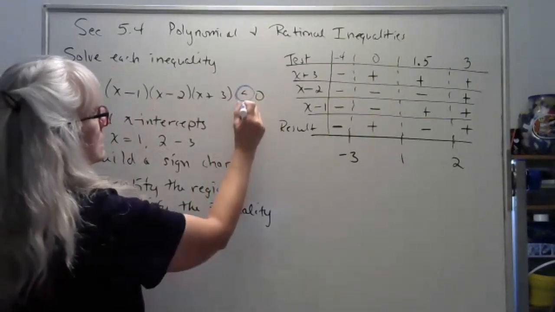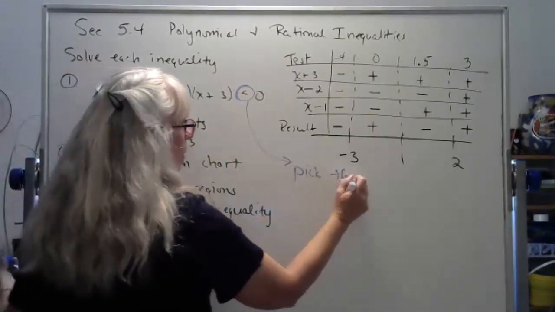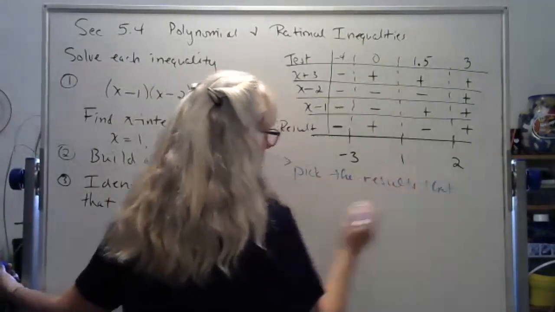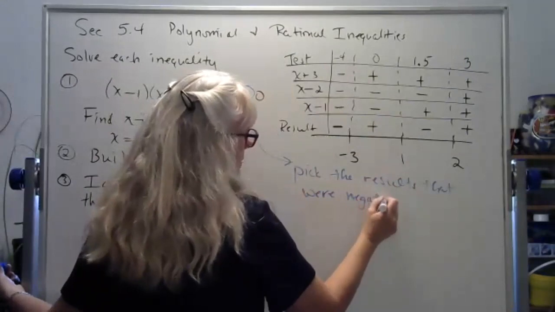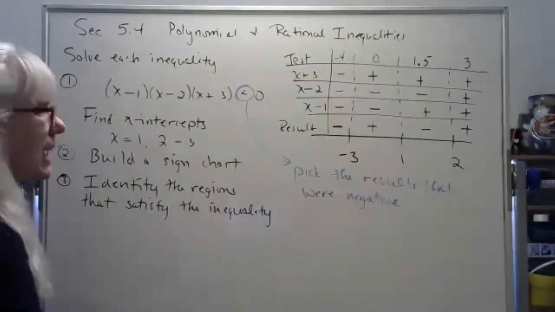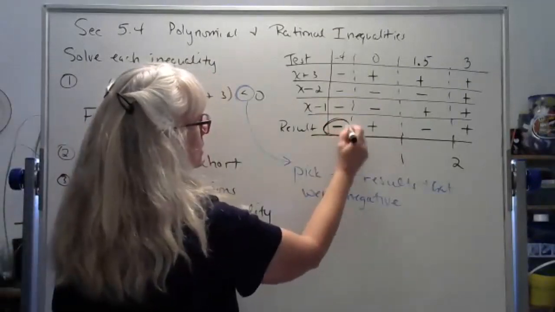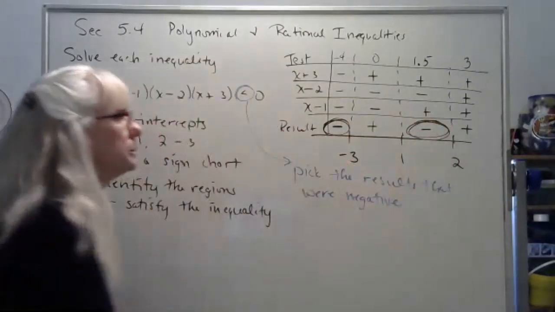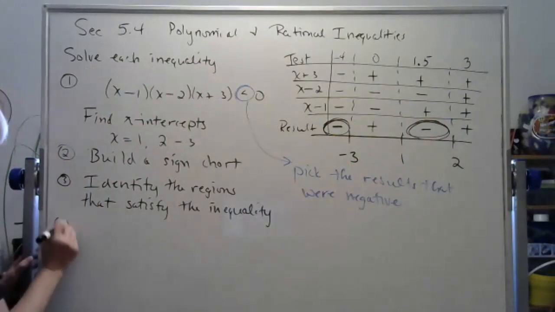So because it's less than 0, we're going to pick the results that were negative, because we need numbers that are less than 0. So we're going to come back into that sign chart and look for the resulting lines that were negative. So for us, that's this region to the left of -3 and the region that's between 1 and 2. So once I've done that, we can then write the answer.